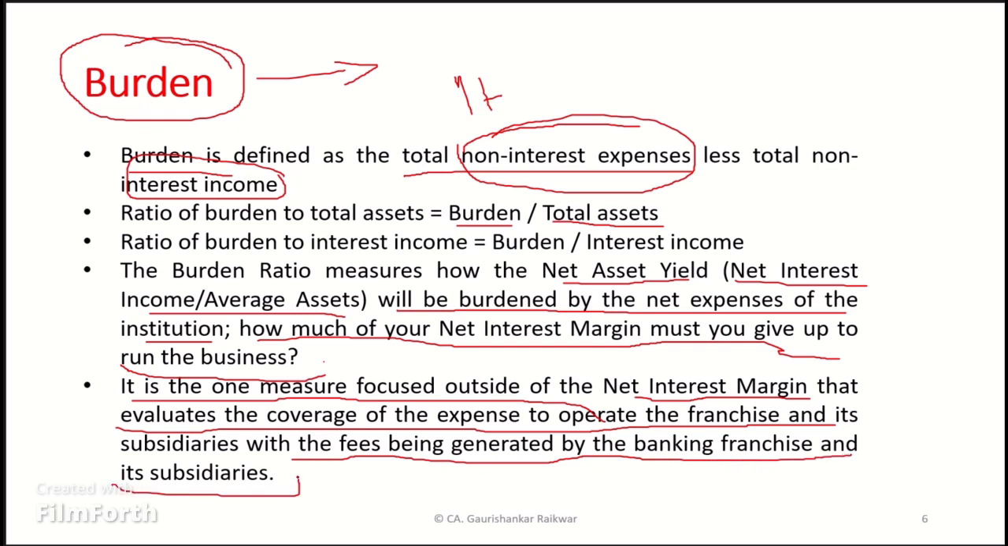So basically it means what are the other sources of income for the bank, because there are non-interest expenses also. For that, if the bank is having a burden, it means they need to forgo a certain amount of NIM, that is net interest margin. So the burden is a very important concept in banking per se.